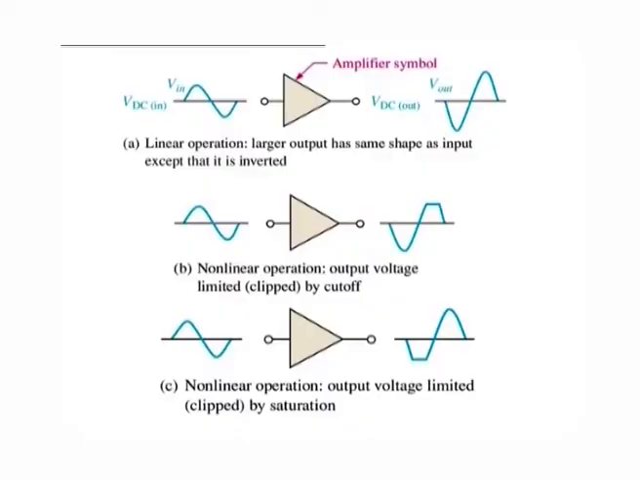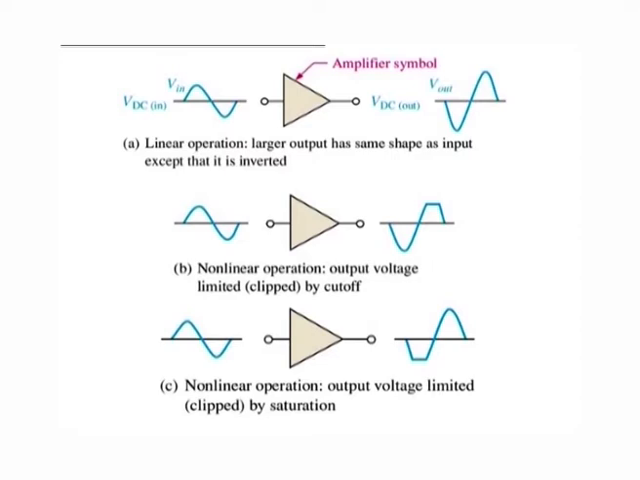Figure here shows the effects of proper and improper DC biasing of an inverting amplifier. In this figure, the output signal is an amplified replica of the input signal, except that it is inverted, which means that it is 180 degrees out of phase with the input. The output signal swings equally above and below the DC bias level of the output, VDC out.